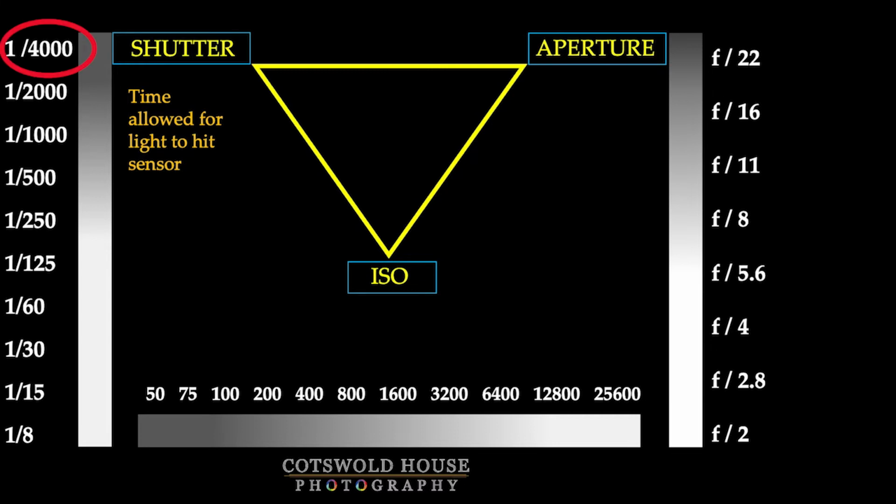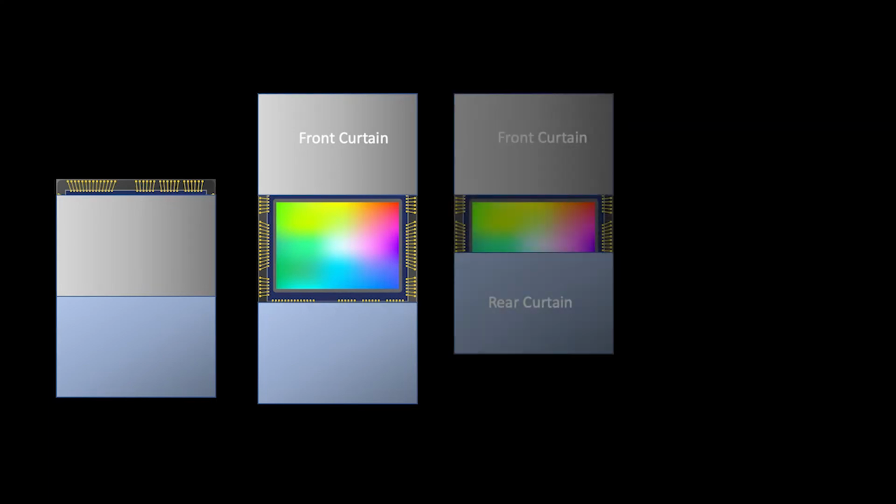1/4000th of a second is very fast, 1/8 of a second is quite slow, 1 second even slower, and so on. Here's a graphic to help visualize this. So here's our sensor, ready to receive the light, and that light will translate to digital data. The cover is a two-section piece of metal or plastic, and they are often referred to as curtains. When we press the shutter release button, the first or front curtain reveals the sensor, exposing it to the light. The second or rear curtain then follows.